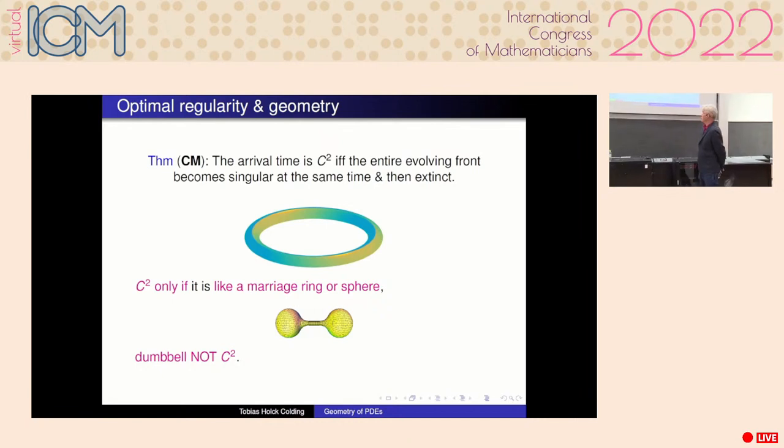Okay. And we see that in the example of the round spheres, for instance, or the marriage ring, the entire evolution became singular. In the case of the marriage ring, the entire evolution became singular at just one time, namely where it disappeared in a round circle, right? In the case of the dumbbell, that's not the case, right? In that case, you had a neck pinch first, and then the two bells disappeared. So they are two different singular times. So in that case, the arrival time function is not C2, right? I mean, that's the content of the theorem here, right?